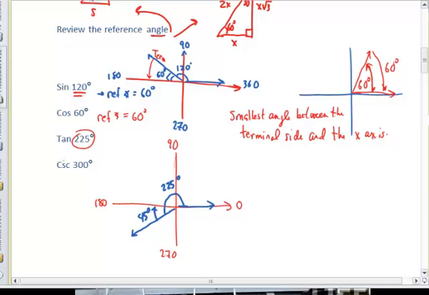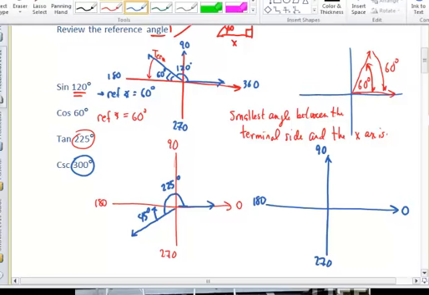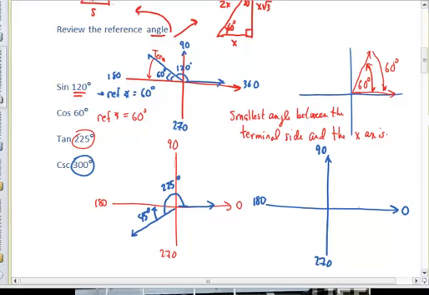And then the last one, let's look at finding the cosecant of 300. We need to figure out the reference angle for 300. So I'll draw my coordinate axes again. Remember that's 0, 90, 180, 270, and this would be 360 again. So I'll draw my angle of a 300 degree rotation. So this is 300 degrees.